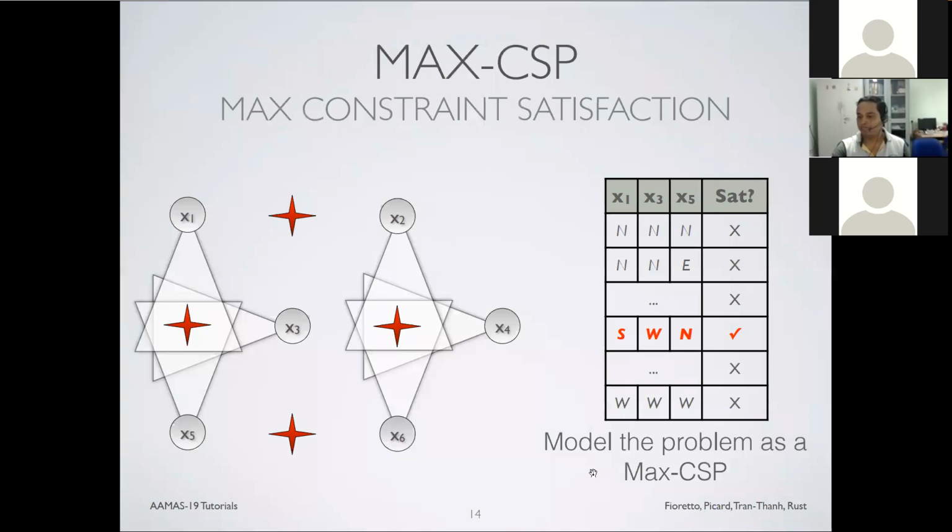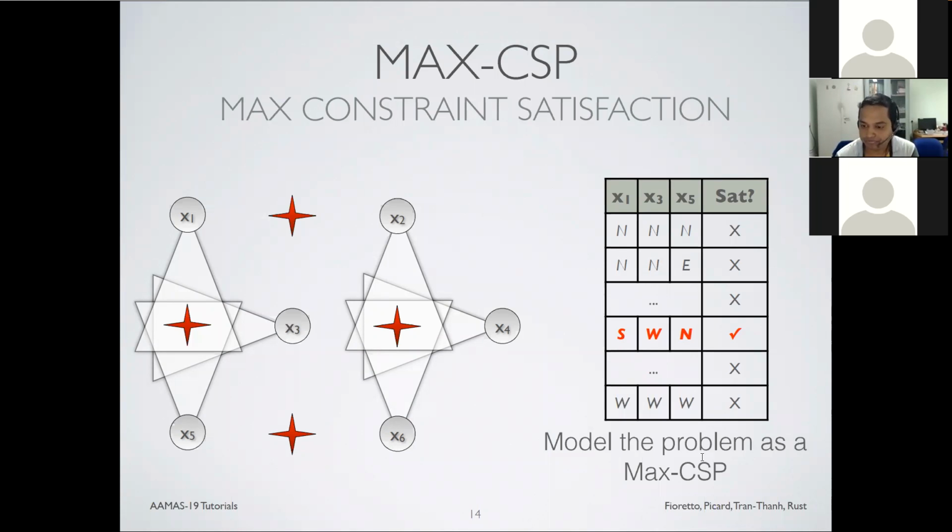Now, model the problem as MAX-CSP, maximum constraint satisfaction. We need to choose those sensors with their values such that the maximum number of constraints can be satisfied. For example, we want to satisfy this one and this one. So we need to choose all the values: X1 should be south, X3 should be west, X5 should be north, X2 should be south, X4 west, X6 north. Through this, we can maximize the number of targets we are covering.